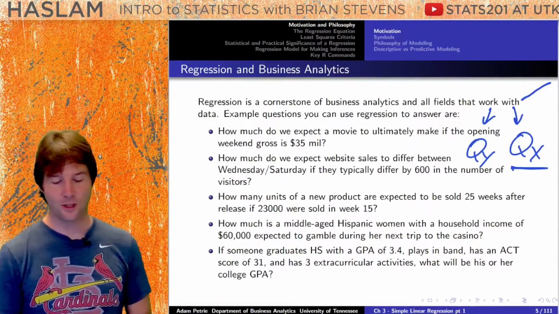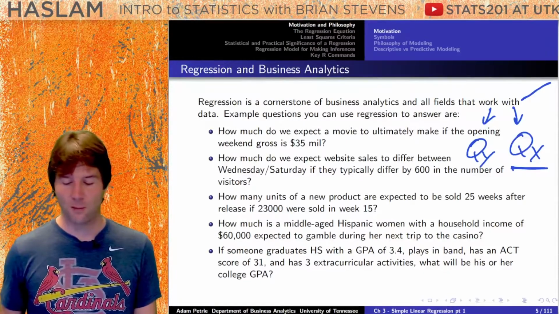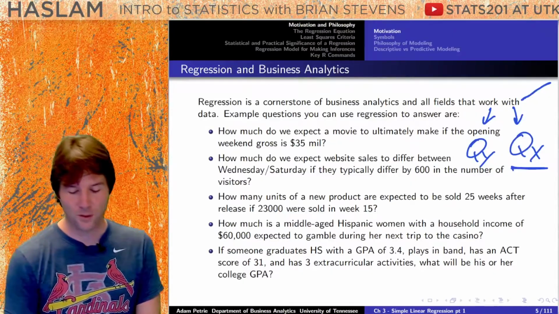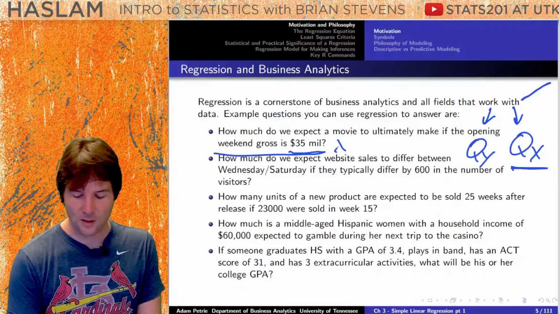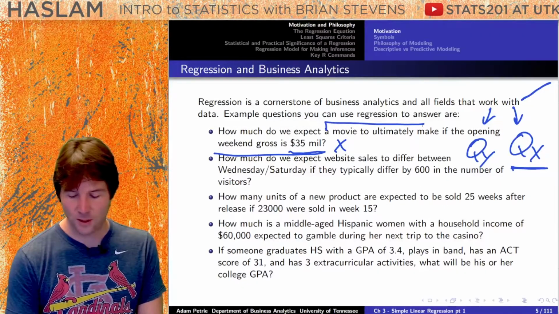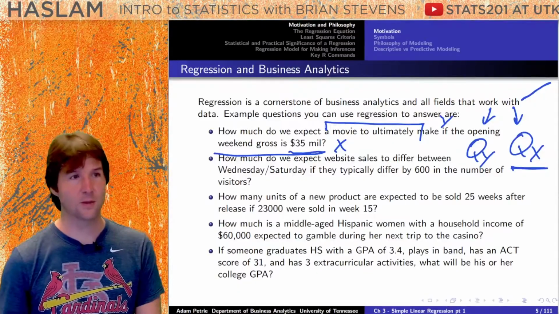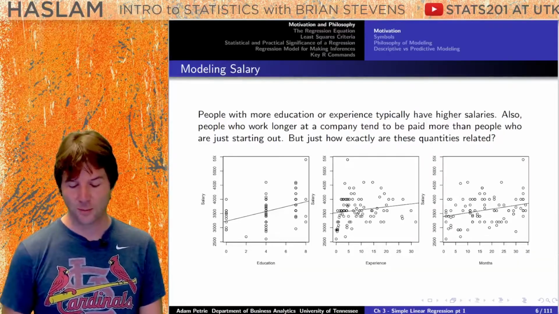So here are some of the examples where we can do it. Let's look at the first one real quick. We have how much do we expect a movie to ultimately make after its opening weekend of 35 million. So 35 million, or the opening weekend, would be the x. We're going to see if the opening weekend explains how much a movie will ultimately make, which is the y variable of interest.